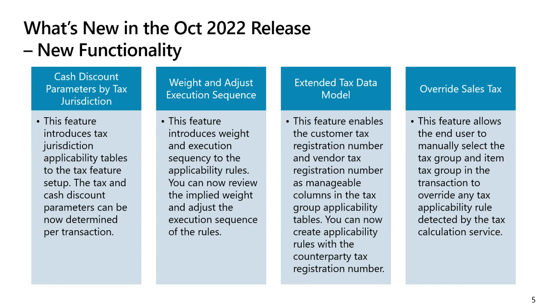With this feature, the user now gets the ability to manually select the sales tax group and item sales tax group in the transaction. And it will override the ones that are determined by the service. It gives a straightforward way to force and correct things.